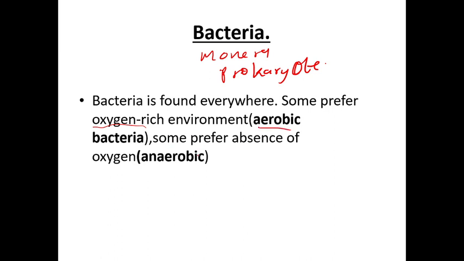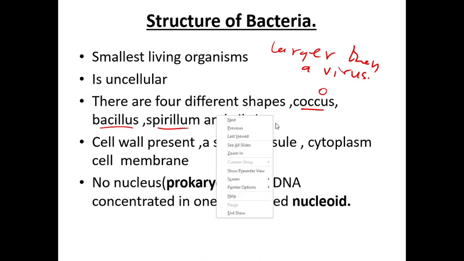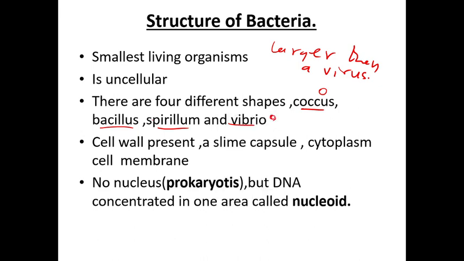Good. Then some prefer the absence of oxygen. Those are anaerobic bacteria. Then there are small living organisms, but they are larger. Remember, they are larger than a virus. That is the one thing you must always know, that they are larger than a virus. They are unicellular, and then they have different shapes: your coccus, bacillus, spirillum, and vibrio. Your coccus is your spheres, and then the vibrio is the comas, spirillum is the spiral that looks like a spring, and then bacillus is the rod shaped.